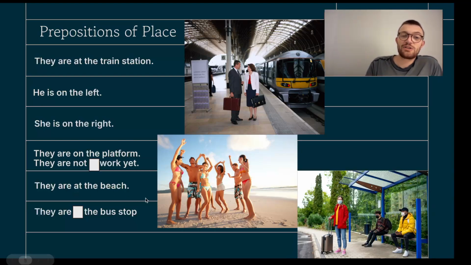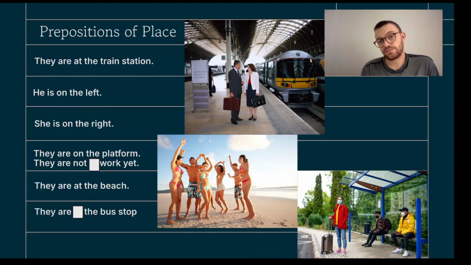And for the next one, you can see that these people are at the beach. They are at the beach. You can also be on the beach, and there is a slight difference between "on" and "at" the beach. But "at the beach" is a safe choice.